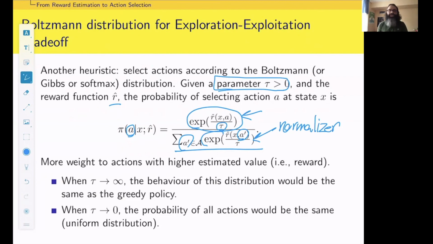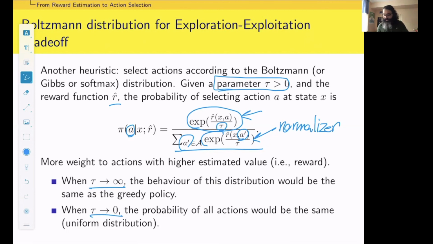So let's study its behavior as a function of tau, and consider two extremes. One extreme is when tau goes to infinity, and the other extreme is when tau goes to 0. When tau is going to infinity, you should think a little bit about it if you haven't seen something like this before, the behavior of this distribution would be exactly the same as the greedy policy. So it always chooses the action that has the highest value of r hat.